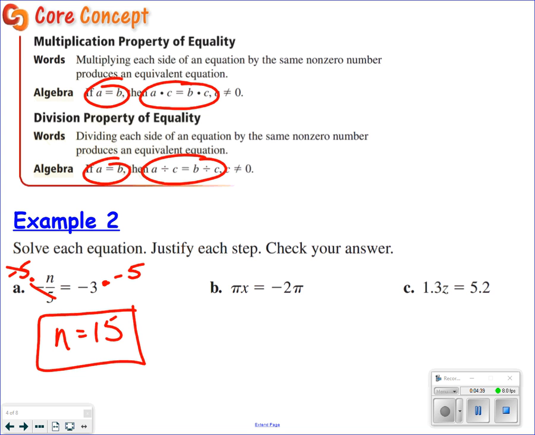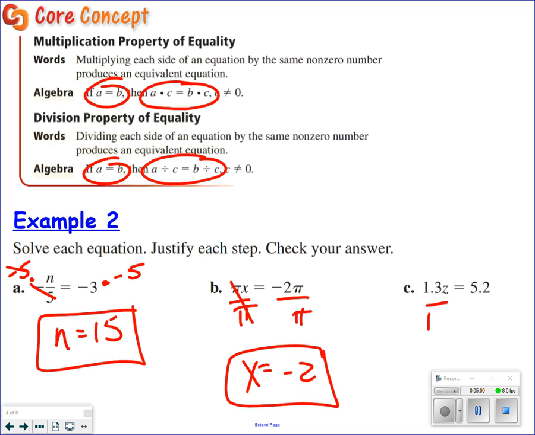I could technically divide or multiply by anything. So now I'm going to divide both sides by pi. It's pi times x. So I'm going to divide both sides by pi to get x by itself. And so negative 2 pi divided by pi is just negative 2. So 1.3 times z, I'm going to divide by 1.3 because the inverse operation to multiplication would be division. So I'm going to divide both sides by 1.3, and I'm going to get 4.